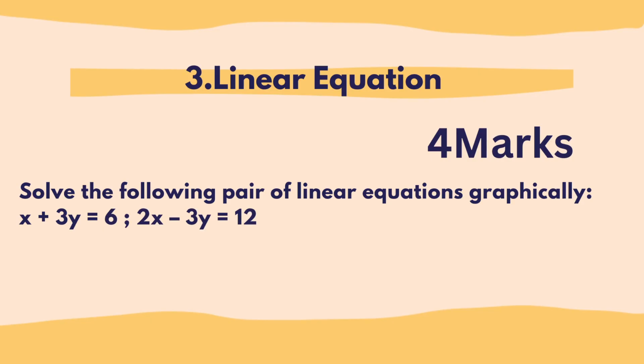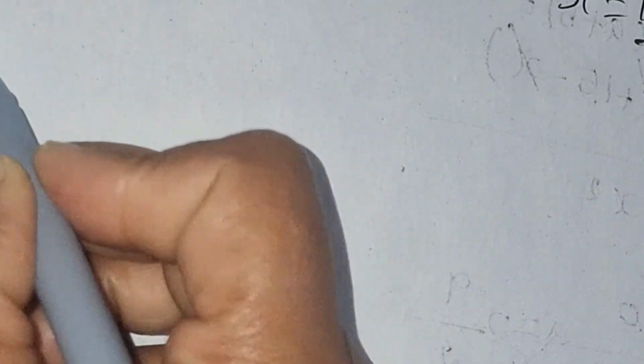x plus 3y equal to 6, 2x minus 3y equal to 12. In this graph, questions sometimes ask for 5 marks also. So it's a very important question. Every year it must and should be asked. So first we have to write the two equations. First one, x plus 3y equal to 6. Then second one, 2x minus y equal to 6. Then convert into any one variable. I will convert for x equal to 12 plus 3y by 2.